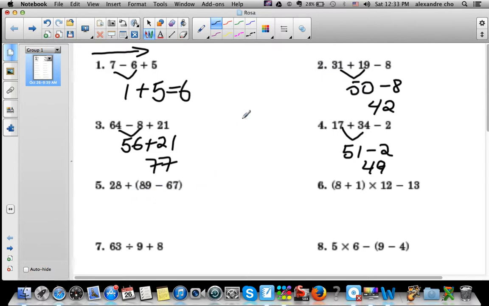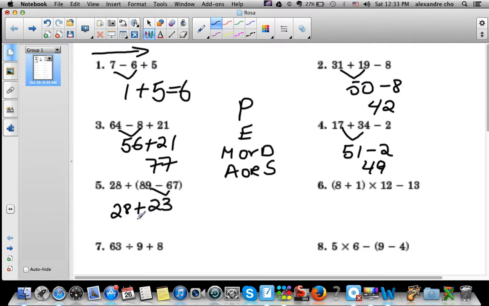Okay, let's take the order of operations. I'll write this right here. P, E, M or D, and then A, or subtraction. Okay? So, there is a parenthesis, so we have to take care of whoever's inside the parentheses first. So in here, we have 89 minus 67, which is 22. Okay? And then we copy that first part over there in the front. Our parentheses is taken care of because there's nothing else to do besides the subtraction. We can now add, and that gives us 51. Okay?